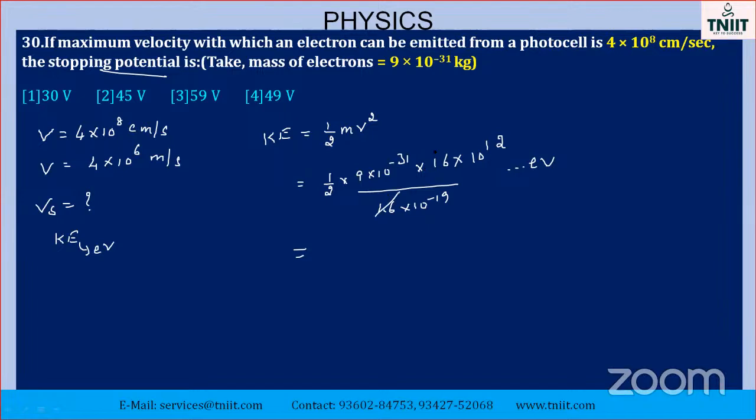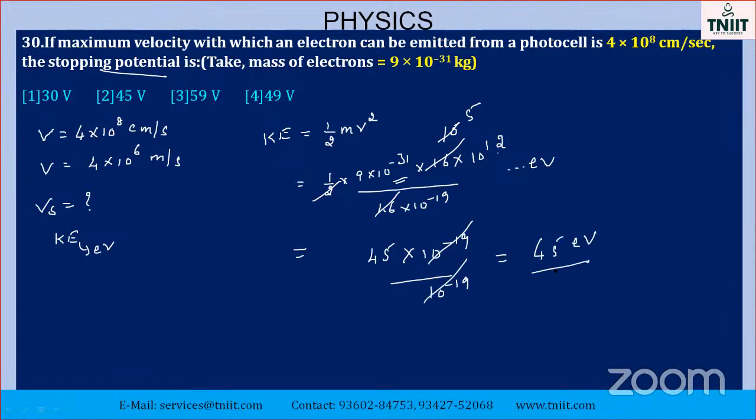So this 1.6 and this 1.6 tens are 16. So 2 ones are 2, 5, or do one thing. You can keep this 10 as it is or you can take 5. What is 5 into 9? 45 into 10 power what? Minus 31 plus 12 minus 19, that is 10 power minus 19. These two will get cancelled out. So it is 45 electron volt.